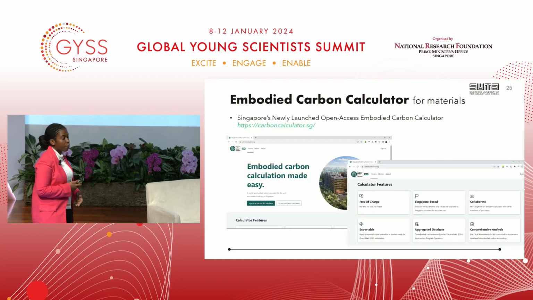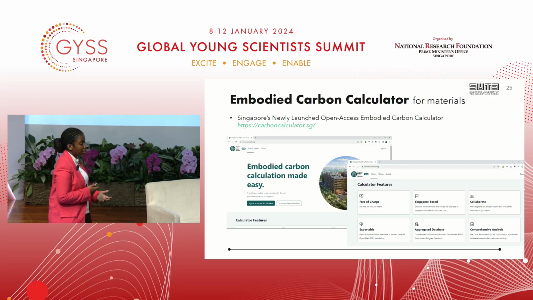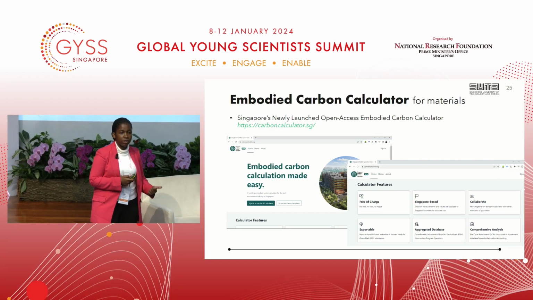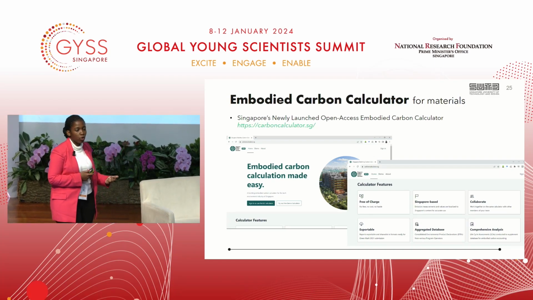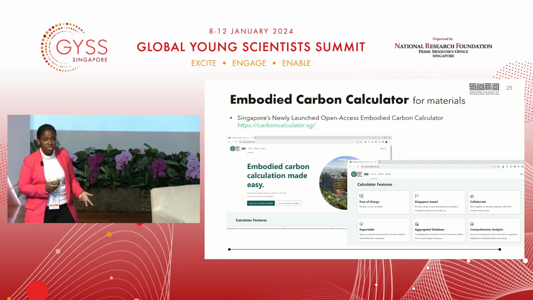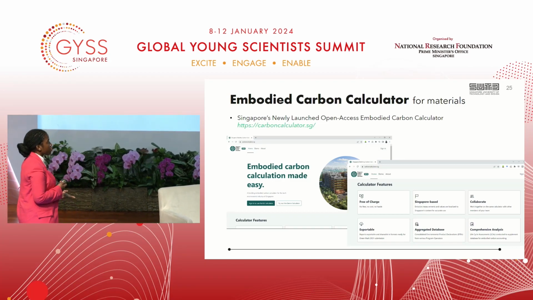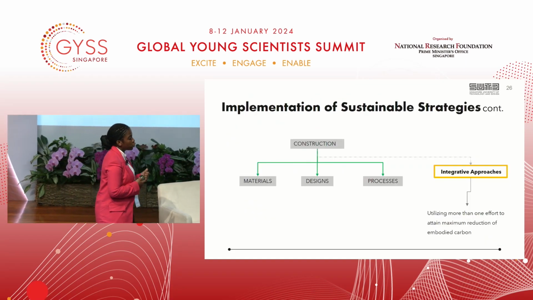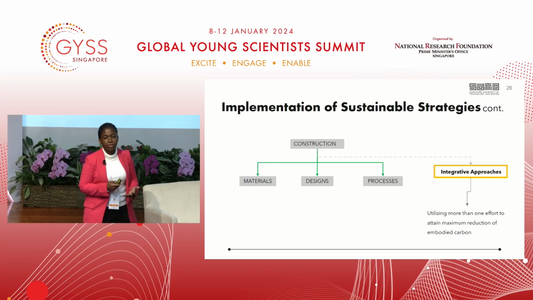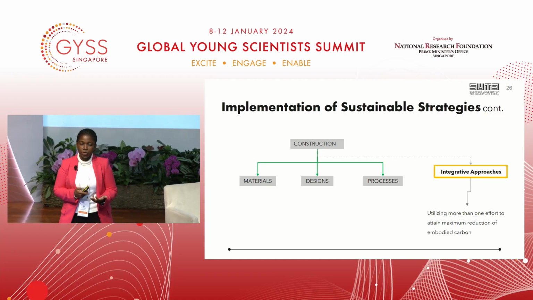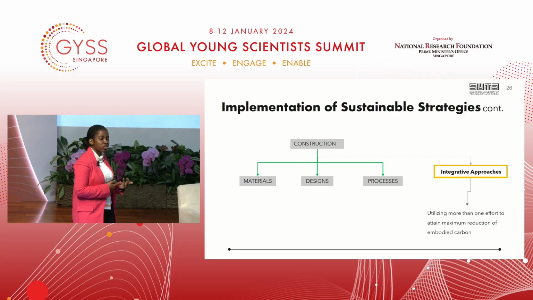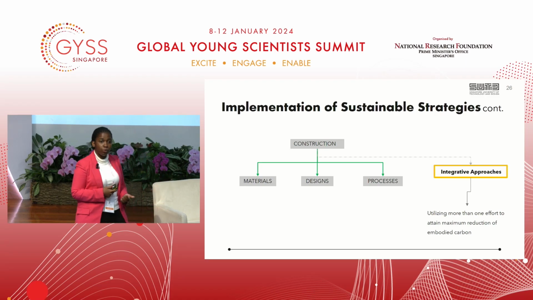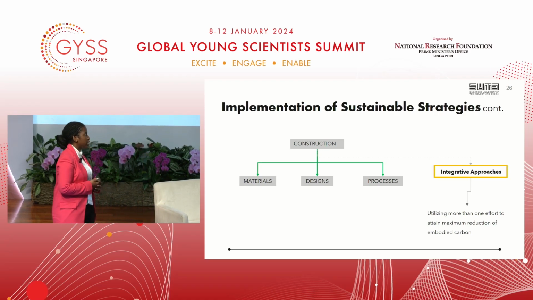We also have in Singapore a new embodied carbon calculator, which is open access in beta stage, called the carboncalculator.sg. It's a very interesting platform where you can track your embodied carbon, track all the freight of construction materials, and see how much embodied carbon impact you're creating by this building design. Finally, we have to utilize more than one effort. We cannot only do one effort and expect it to have the maximum results. We always have to integrate, making sure that the materials we're using are sustainable, the designs we're creating are sustainable, but also the processes we are following during the construction are sustainable.